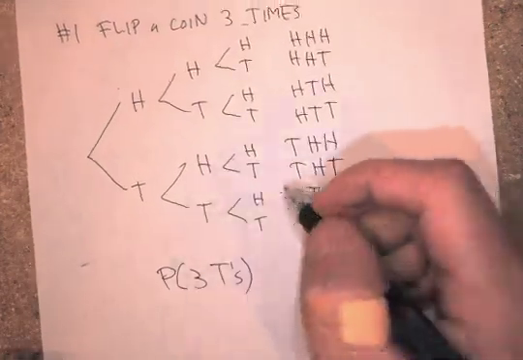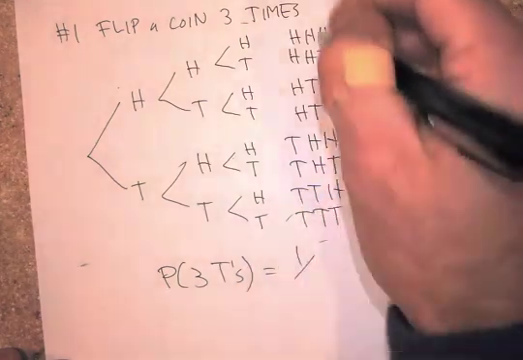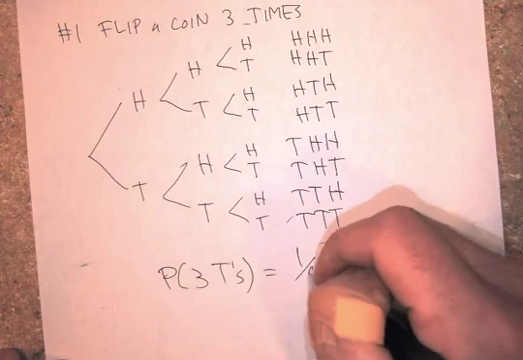3 tails, like this. All right, so you just say, okay, well, it's just right here. It only happened once. There's 8 possibilities here, right? 1, 2, 3, 4, 5, 6, 7, 8. So 1 out of 8.